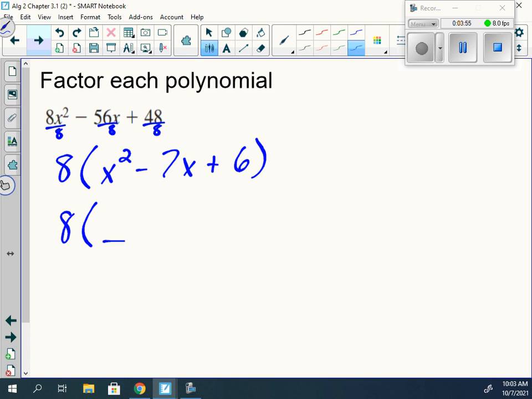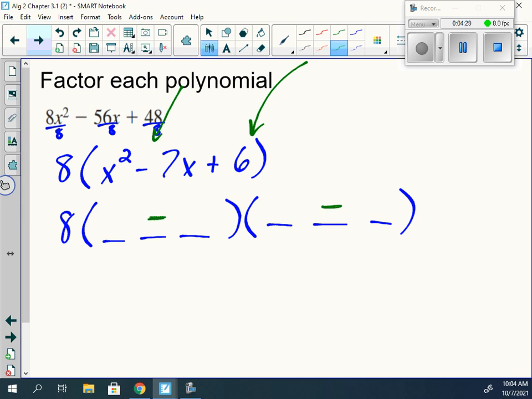Now that the greatest common factor is out, we'll move on to step 2, which is our 2 sets of parentheses with 3 spaces. So when we find the sign, we look at the third term. If it's positive, the signs are the same and they match the sign of the middle term. If it's negative, the signs are opposite. So since the 6 is positive, the signs are the same and they match the sign of the middle term, which is negative, so it would be negative and negative.